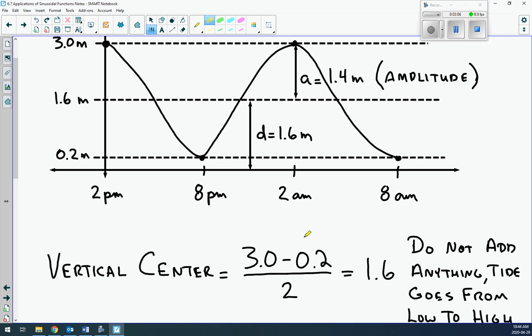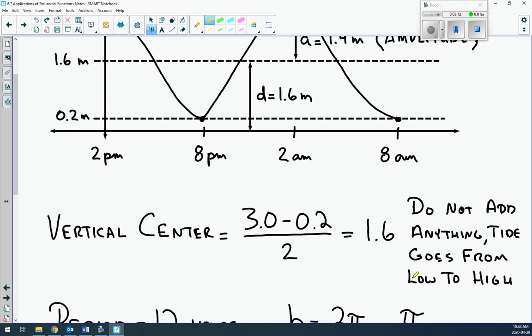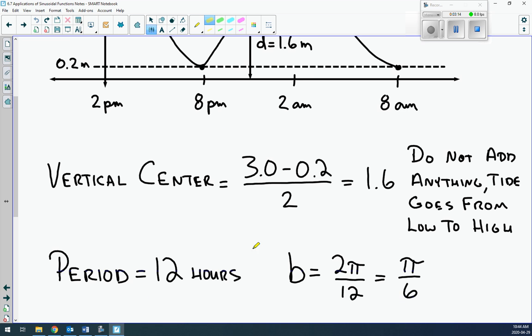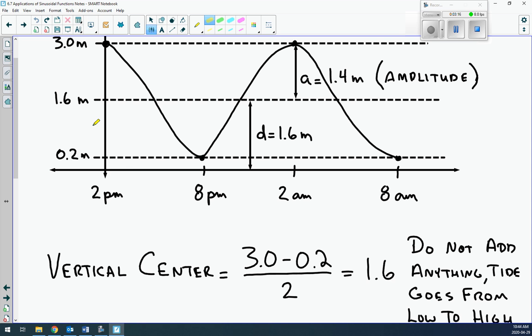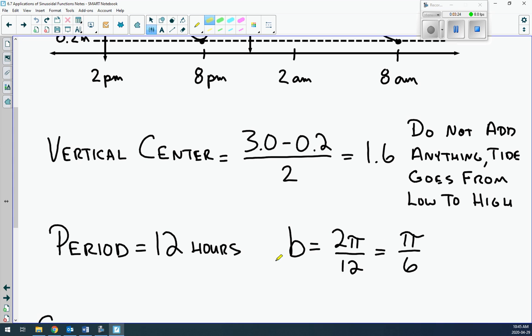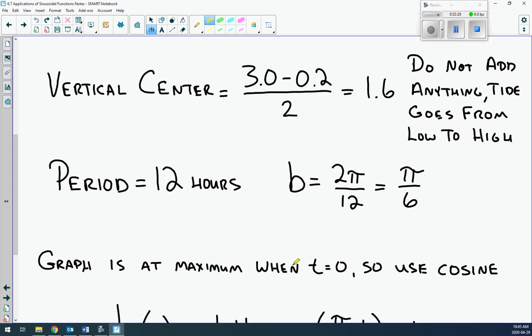For the vertical center, 3 minus 0.2, divided by 2, gives 1.4, and the center is 1.6. Do not add anything to this because it goes from low to high tide. The period is 12 hours, because if you look at this, start to finish is 12 hours: 2 p.m. to 2 a.m., or 8 p.m. to 8 a.m. It doesn't matter how you look at it. So how do we find B? 2 pi over 12, so pi over 6.